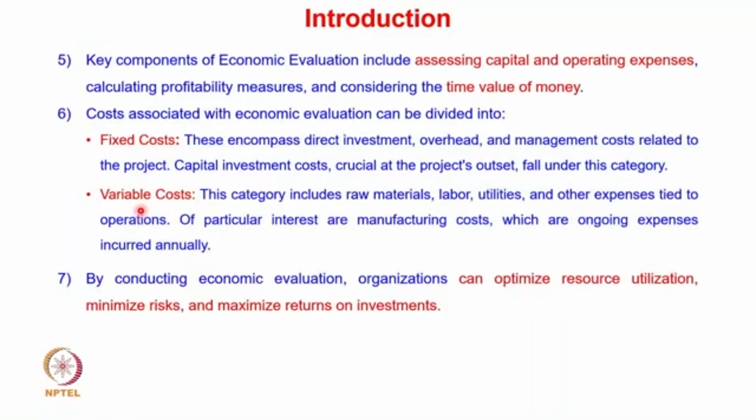Then the next part is a variable cost. This category includes the raw material cost, labor cost, utility cost and other expenses, and these are actually related with the operation of the process. So in this particularly we are interested in looking at the manufacturing cost. What is the cost for manufacturing a particular product? Also the ongoing expenses incurred annually.